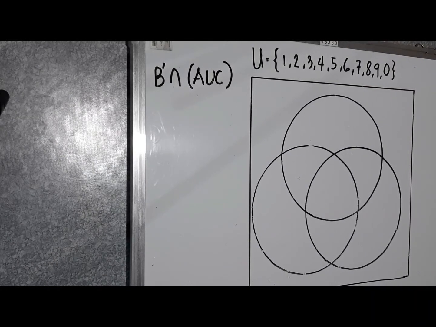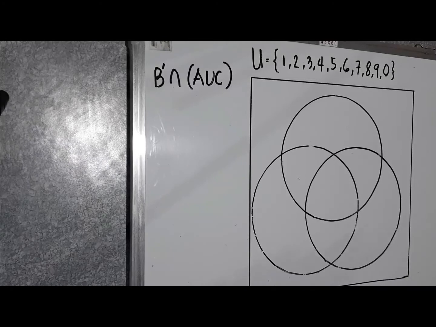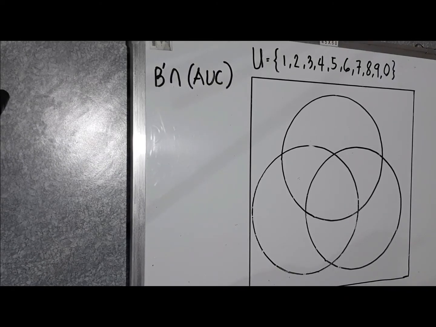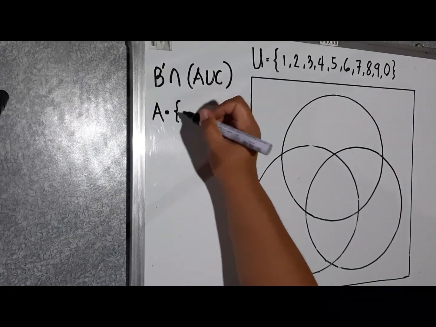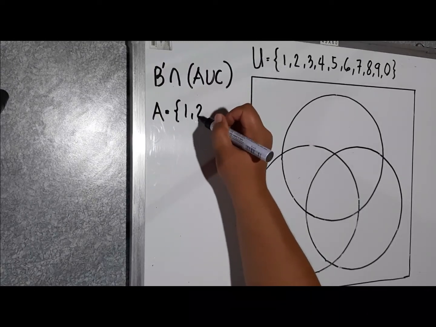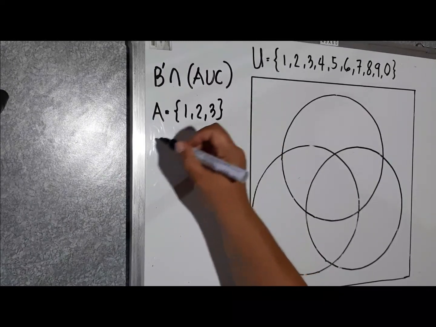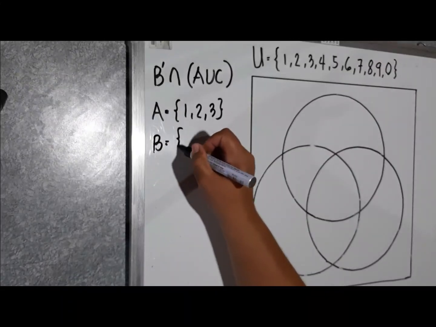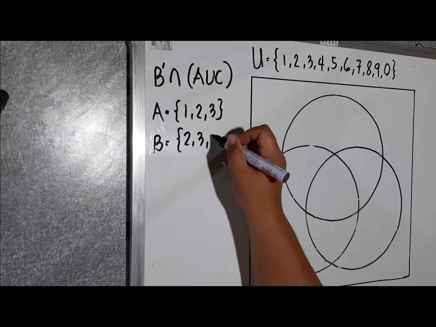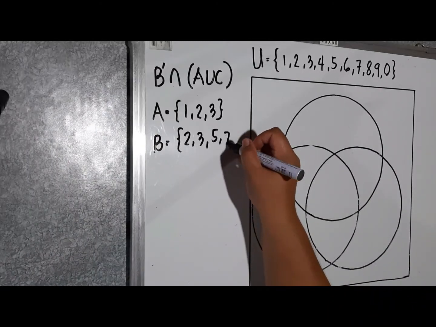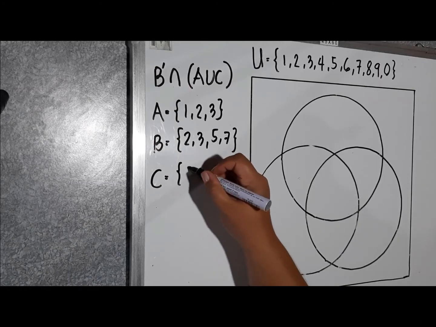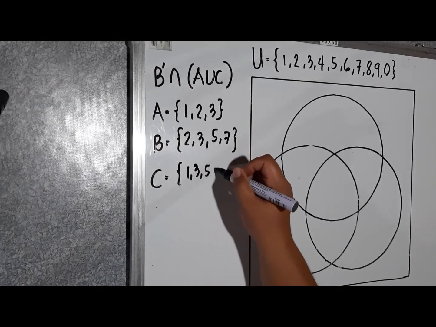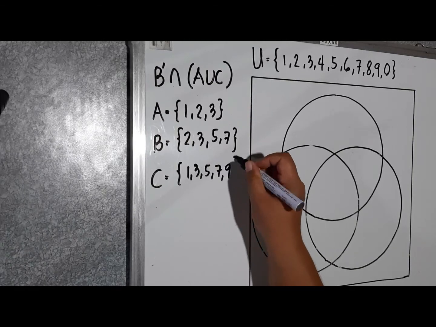So in representing it in a Venn diagram, all we need are the elements of the universal set and of sets A, B, and C. So to recall, our A has the elements 1, 2, and 3. Our B has the elements 2, 3, 5, and 7. And our C has the elements 1, 3, 5, 7, and 9.